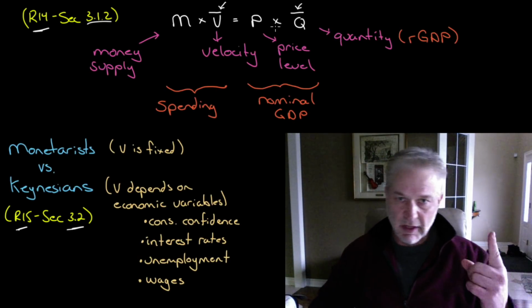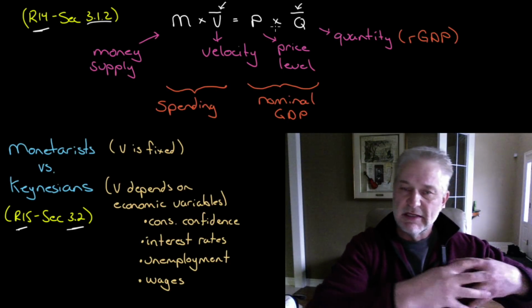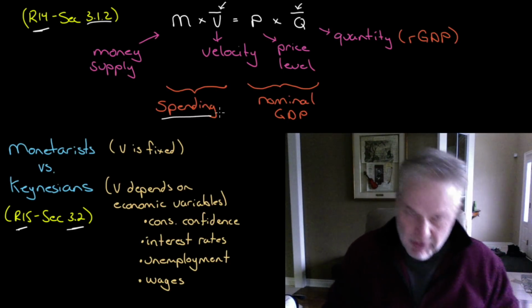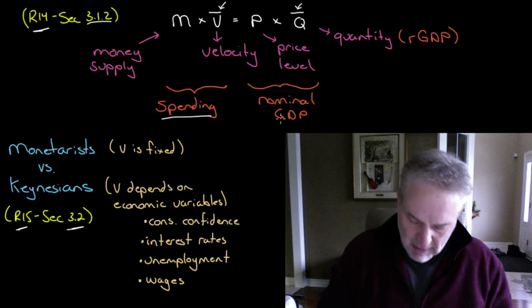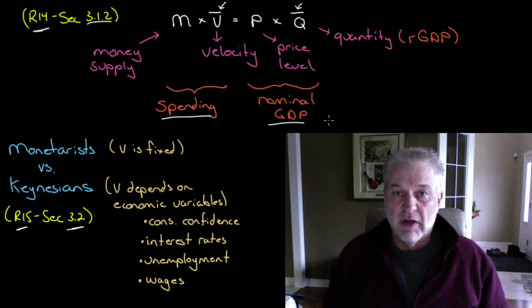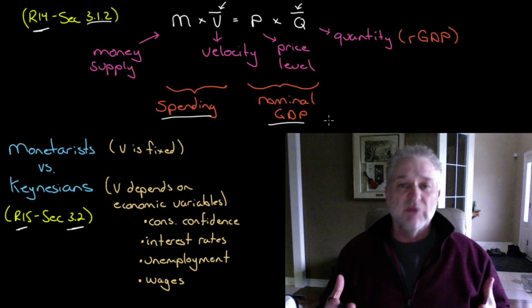So money supply times how many times it changes hands is spending in the economy. This is how much is spent in the economy, and it should obviously equal nominal GDP. Very simplified.